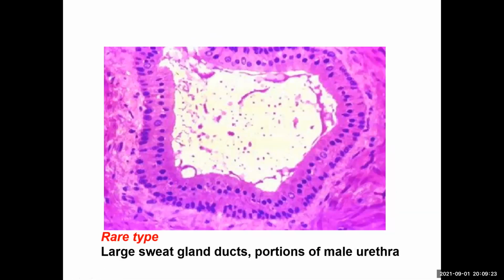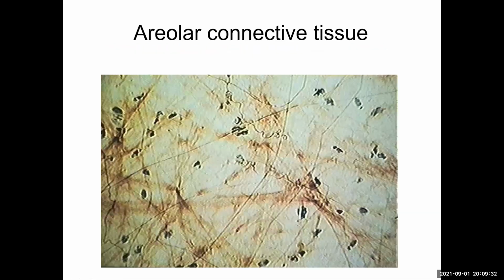Okay, this is one of those rare types of epithelium. We'll see this again in large sweat gland ducts and in parts of the male urethra. Okay, that's it for epithelial tissue. Let's get into our connective tissue.